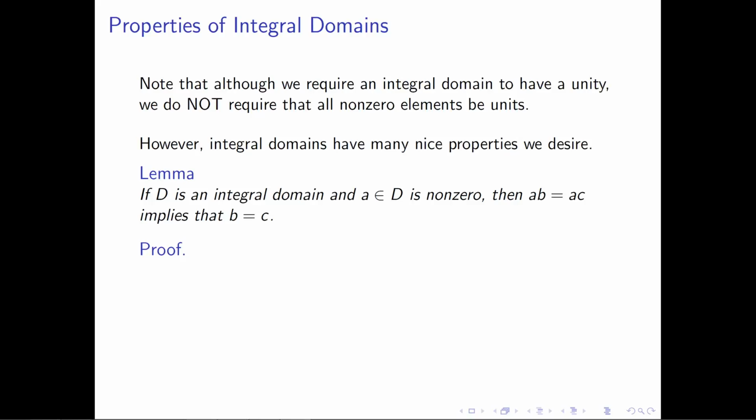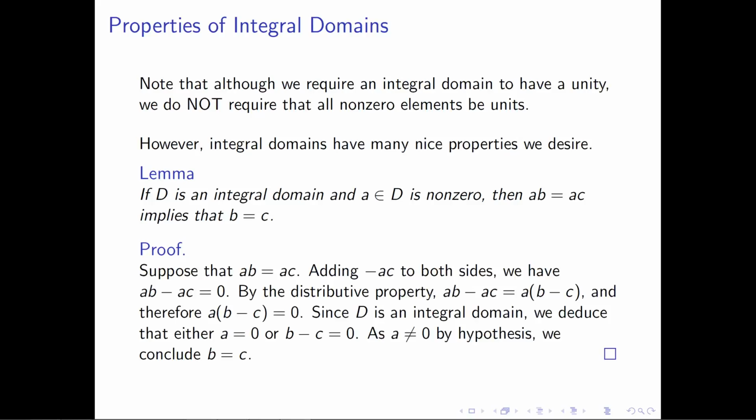If D is an integral domain and A is a non-zero element of D, then AB equal to AC implies that B equals C. And here I'd actually like to do the proof, a fairly short proof, but I also want to give a little bit of a warning with this proof. So the first thing we'll do is we'll suppose that AB is equal to AC.